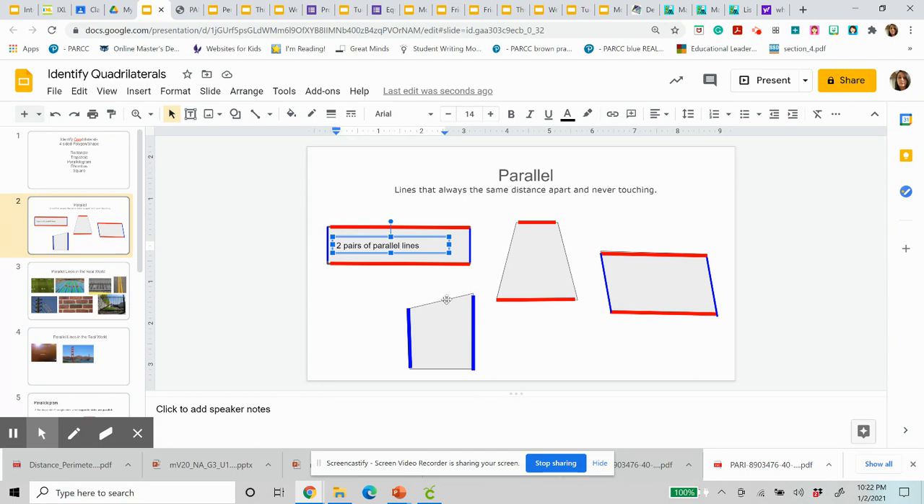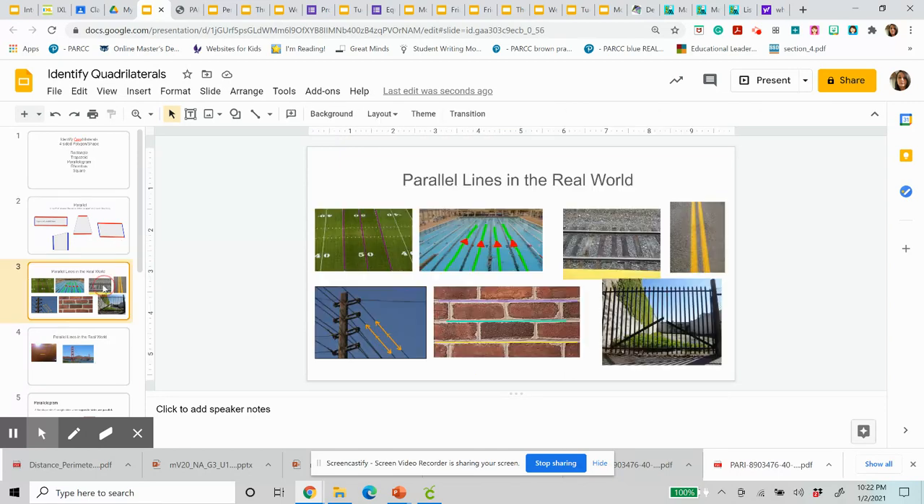But if these continued, they would eventually touch. So parallel means lines that always stay the same distance apart and they never touch. So let's look at what it looks like in the real world.